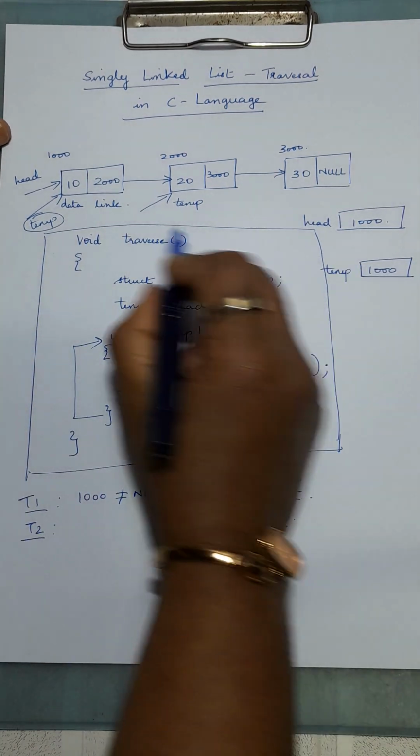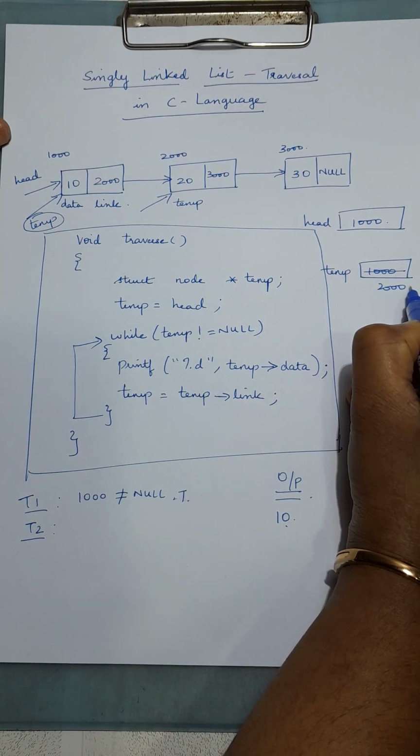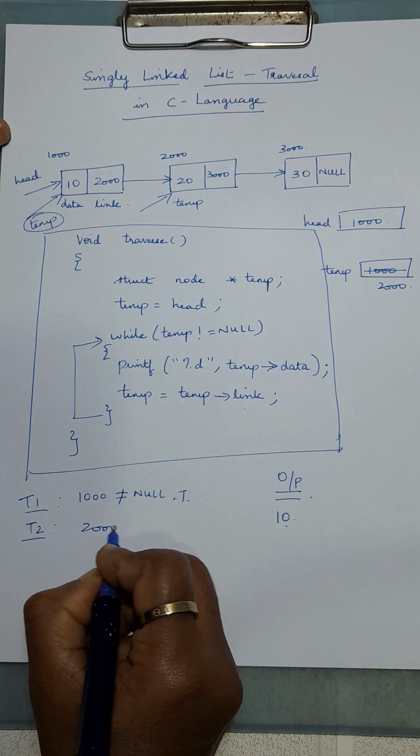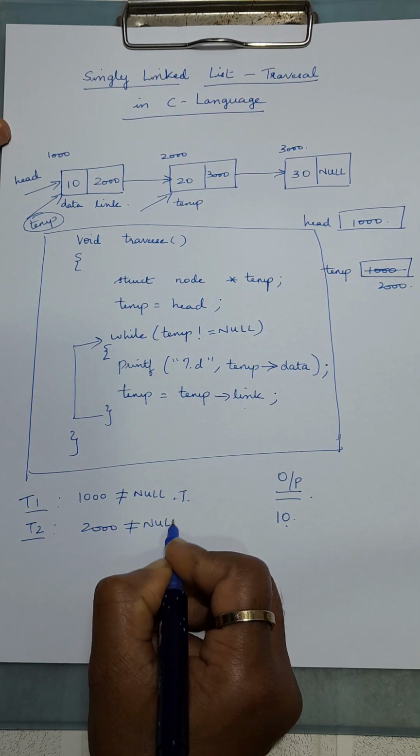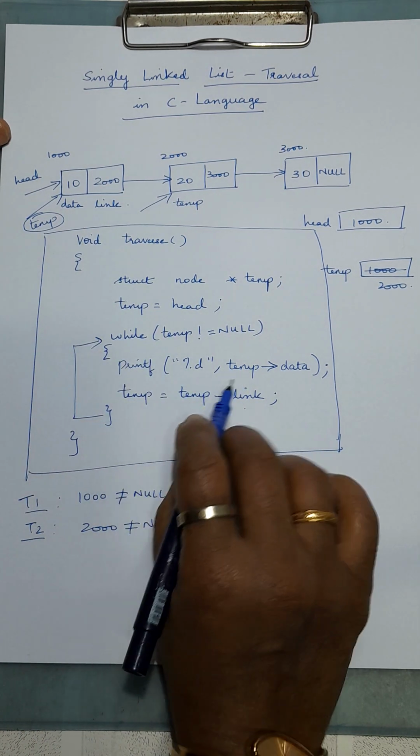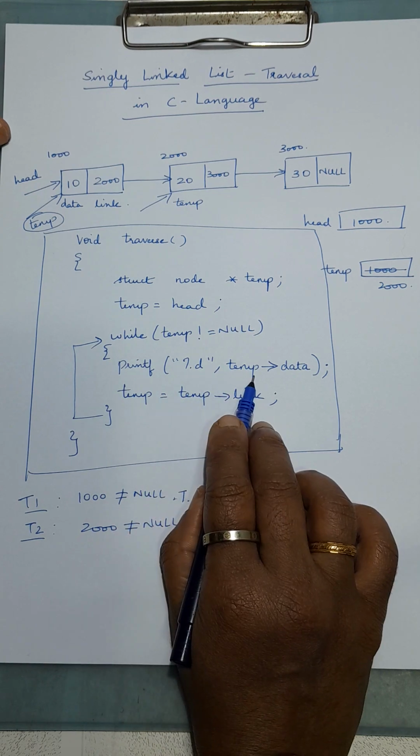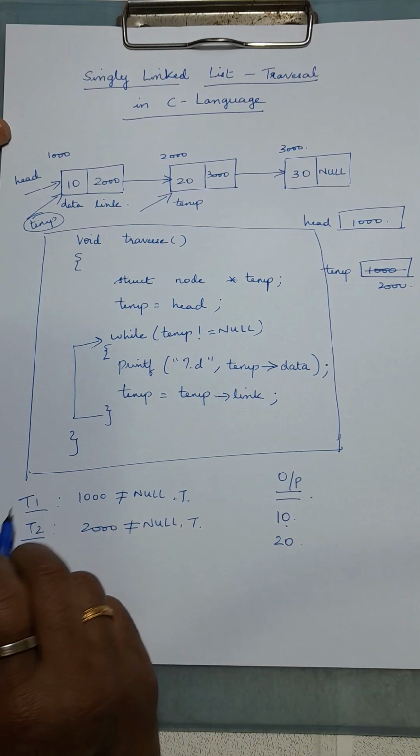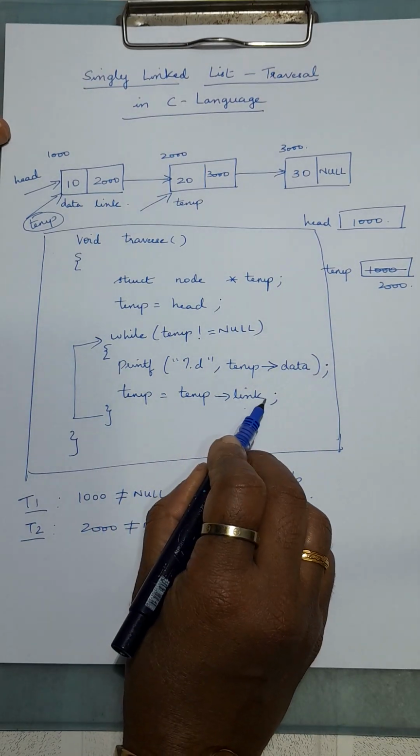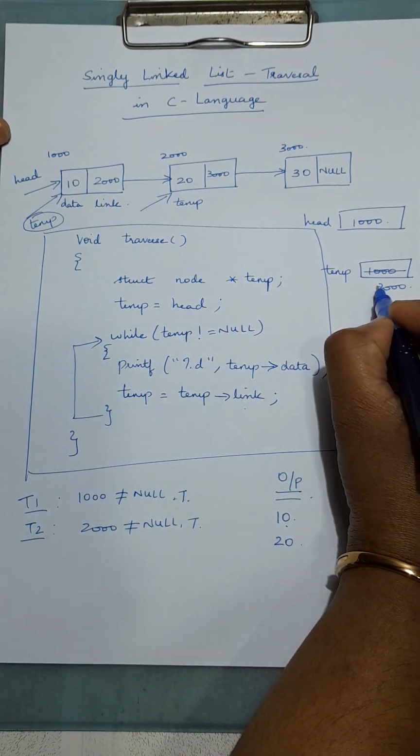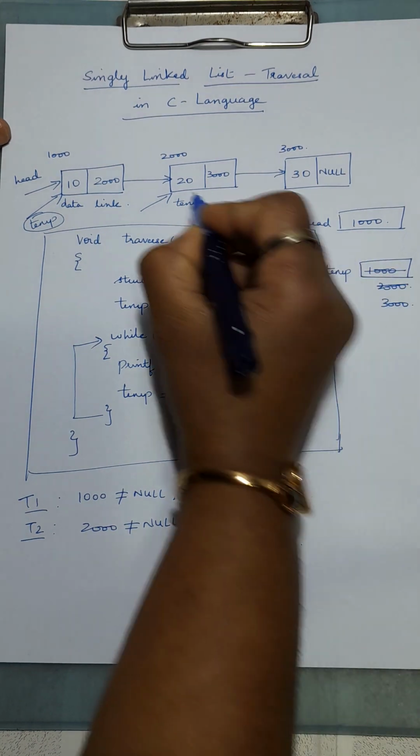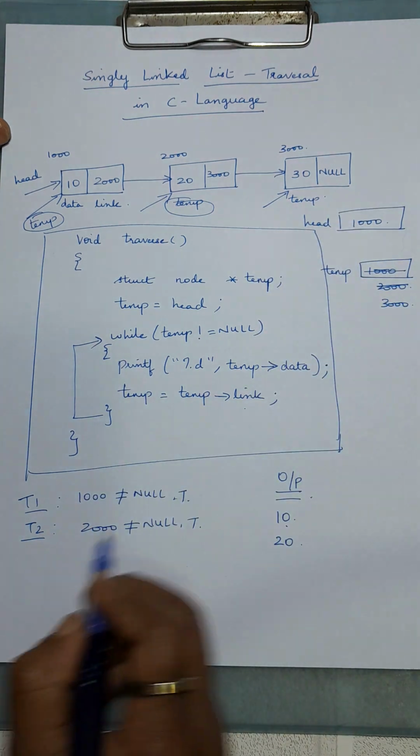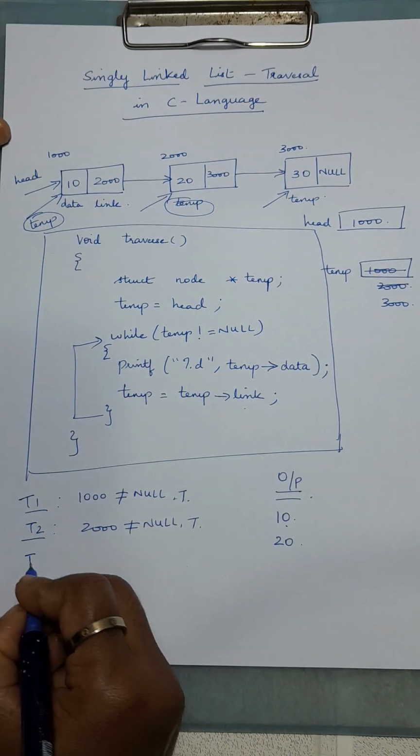What is the temp value? Now it is 2000. 2000 is not equal to null. It is true, it enters, it prints the data value from where temp is pointing to data, that is 20. 20 will be printed. Then again temp is equal to temp pointing to link. What is temp pointing to link? It is 3000. Now 2000 will be changed to 3000, which means temp from here navigates to this particular node. Okay, now again it will go back. What is trace 3?